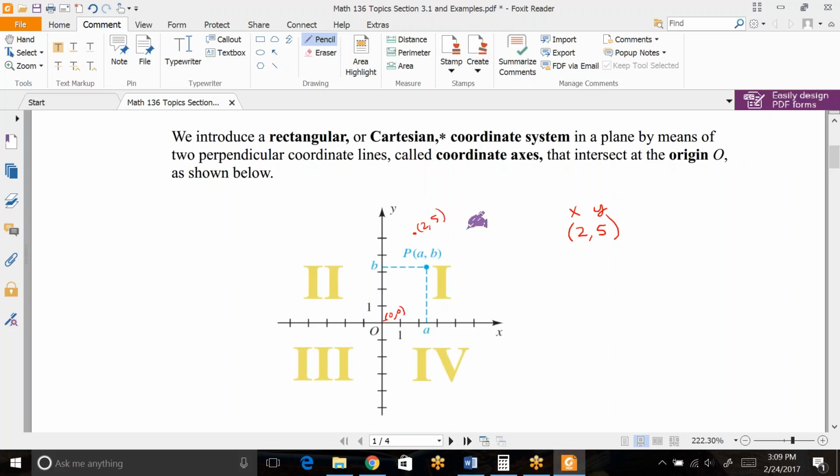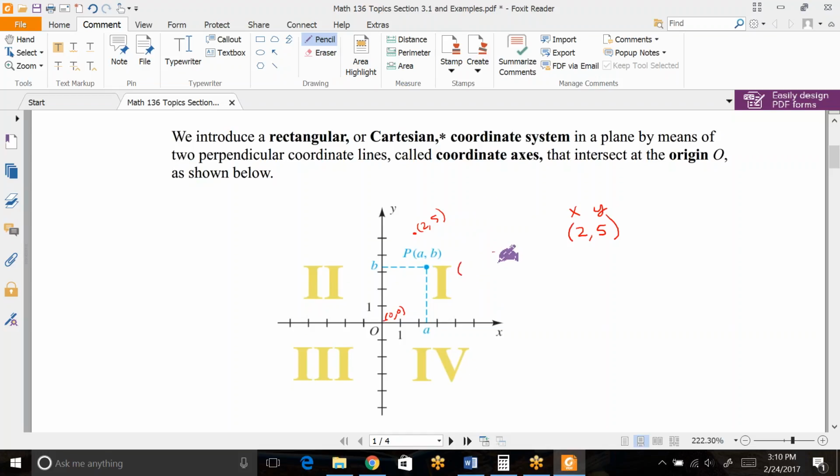Now when you put the two axes together, they create 4 different regions. These are called the quadrants, and starting from the top right, we go counterclockwise, and we use Roman numerals 1, 2, 3, and 4 to represent those.